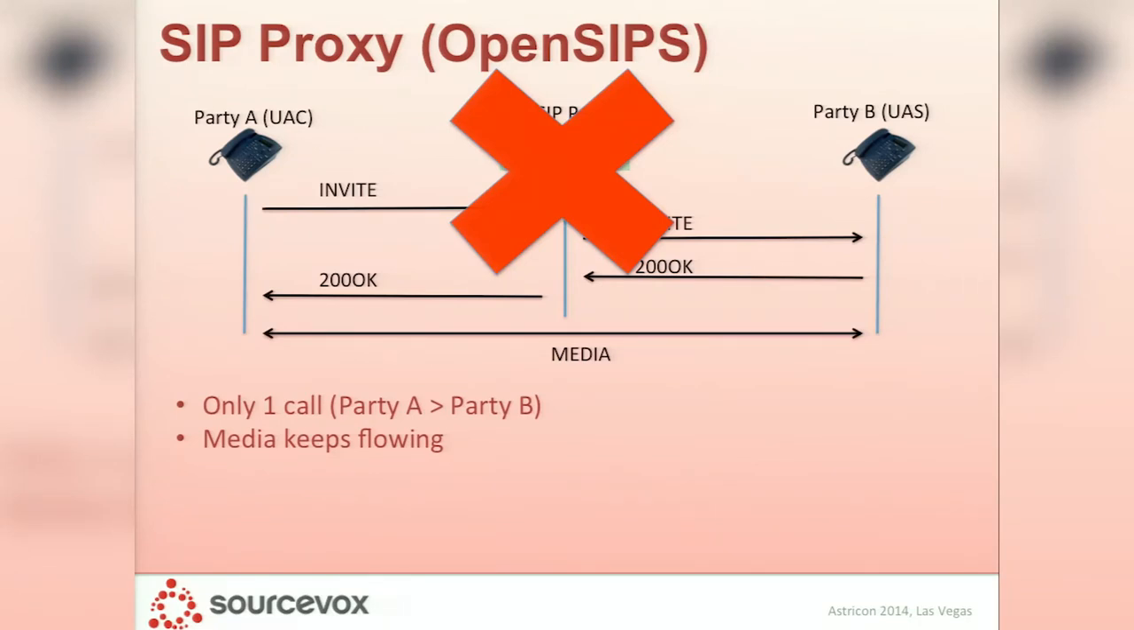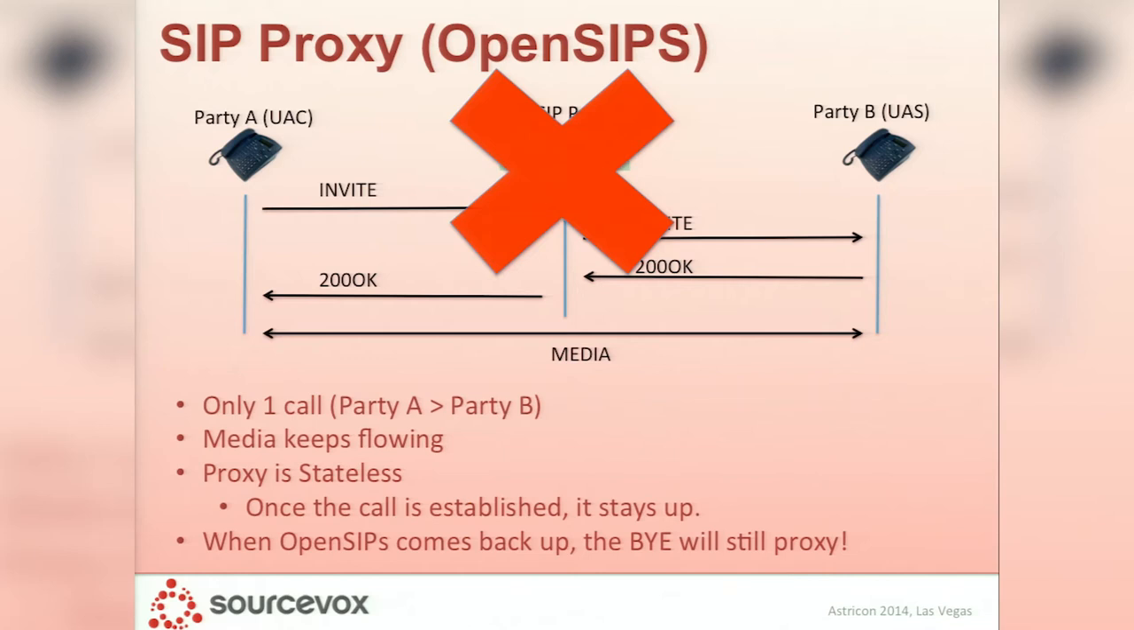Another key thing about OpenSIPS or a SIP proxy is it's stateless. Once that call is established, nothing actually has to happen on the OpenSIPS server. The media flows between the two handsets and OpenSIPS doesn't do anything. So if it goes away, the call keeps on happening. The other beauty is, if OpenSIPS goes away and then comes back, when party B or party A hangs up, the BYE will still proxy through. Because it's not relying on OpenSIPS maintaining state for that call, it's just relying on pure SIP. And the instructions in the BYE will mirror the instructions in the 200 OK or the invite to send that call through the proxy. So I guess that's the main difference between a SIP proxy and having Asterisk in the middle.